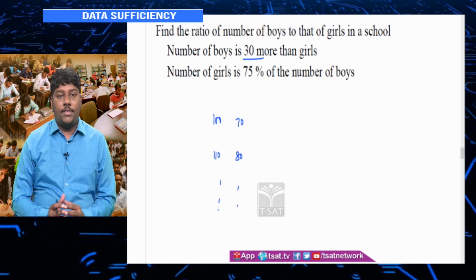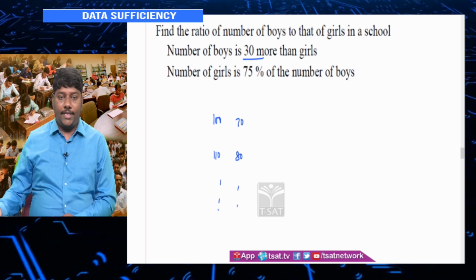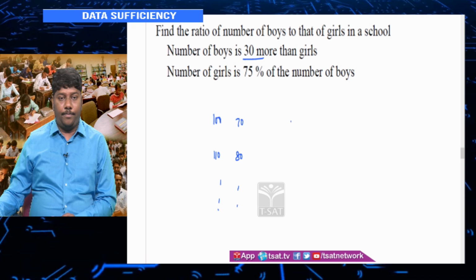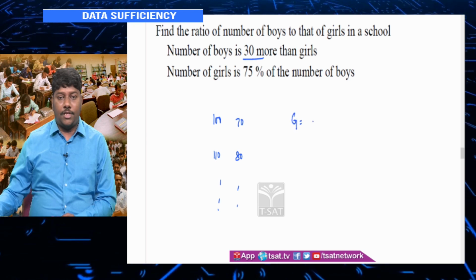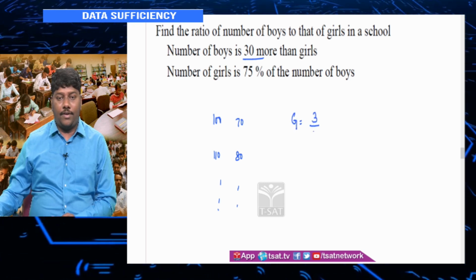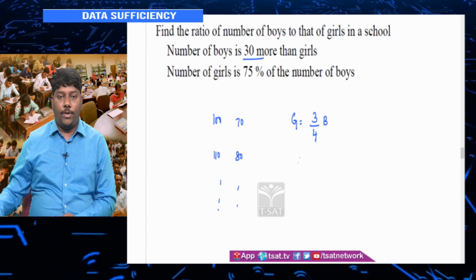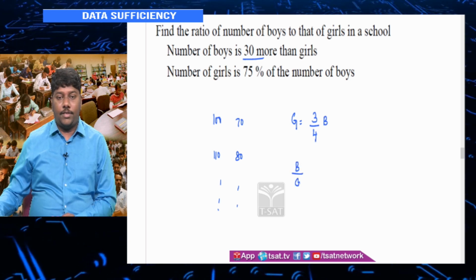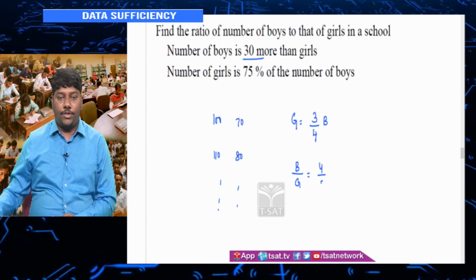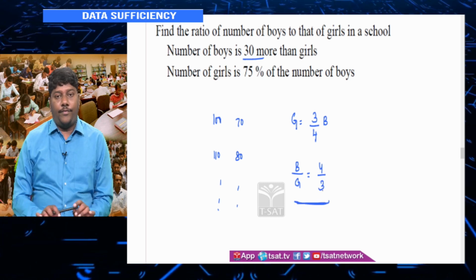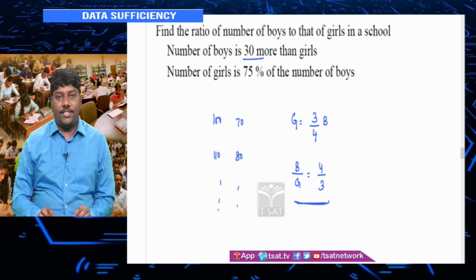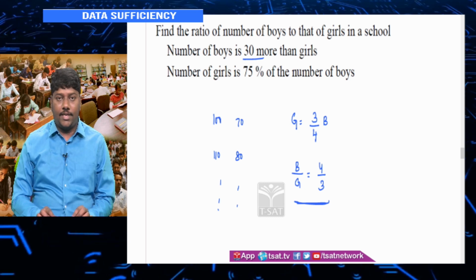Now see the second statement: number of girls is 75% of number of boys. Girls is 75% means you can say directly 3/4 or 75/100 of boys. Now what is boys to girls? You can say 4:3. You can find out the ratio. So you can find out the ratio by using the second statement alone. So our answer is B.